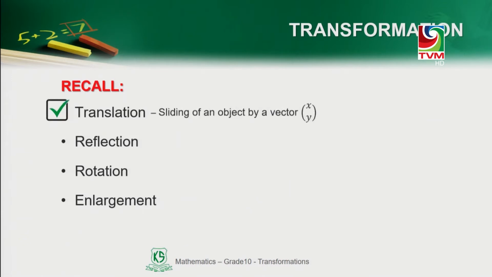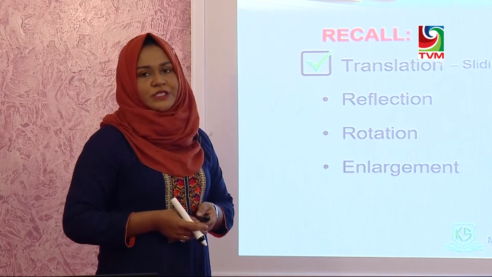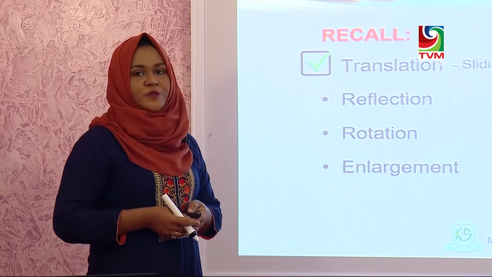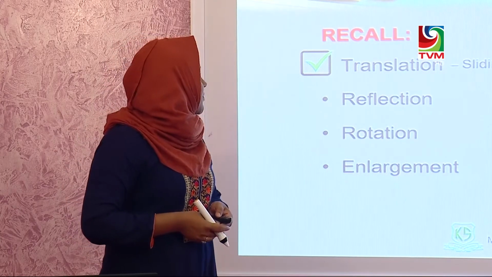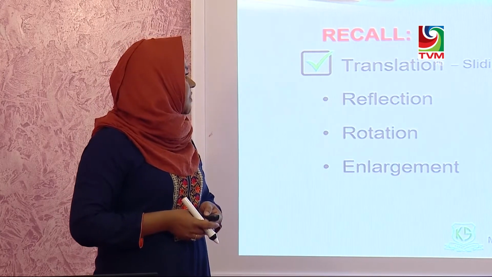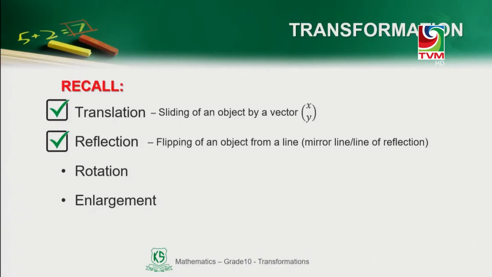which is translation. Translation is the sliding of an object by a given vector. The vector will show you the information about the movement, whether to move the object to the right, to the left, up or down. The second type of transformation we have discussed is reflection. Reflection is the flipping of an object from a fixed line, and this line is called the mirror line or line of reflection. And the third type of transformation we have discussed is rotation.